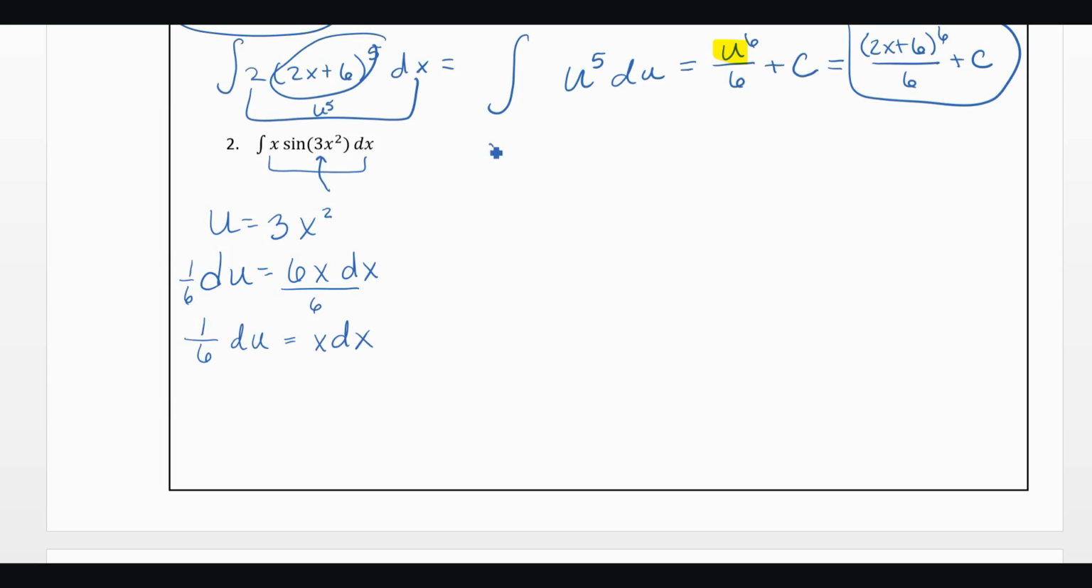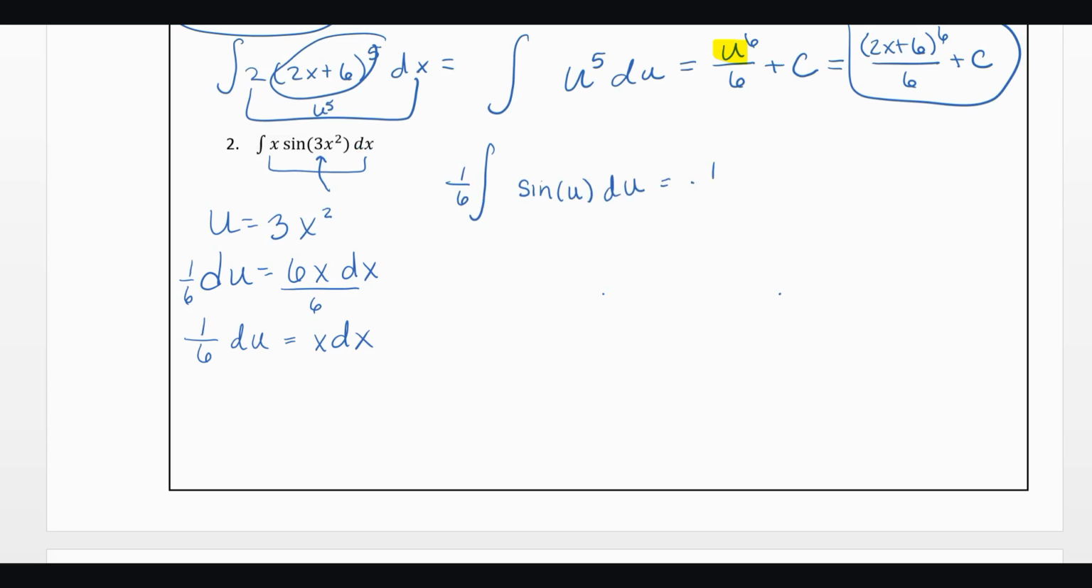Okay, so now we'll have the integral. We have sine of u. And then for x dx, that's equal to 1/6 du. So you can put the 1/6 out in front. You can always put that constant out in front. Du. And now we're going to integrate this.